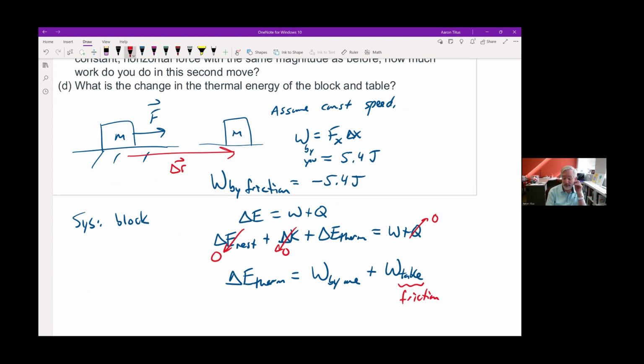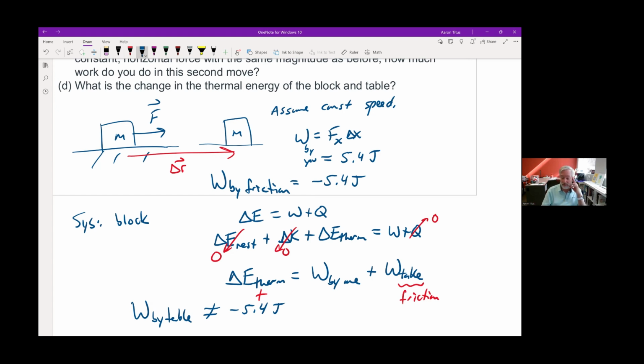And so the problem is those cannot add up to 0. So the work due to friction has to be, and the change in thermal energy has to be positive. That's the other thing. This has to be positive. And so therefore, this work done by the table has to be negative, but it's not 5.4 joules. Not negative 5.4. I'll say it's greater because it's closer to 0, but it's not equal to negative 5.4 joules. So that is the paradox.